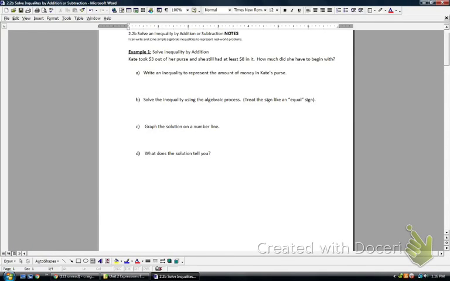Today we are going to learn how to solve an inequality using addition or subtraction. There's not a lot of background information that we need because we've done all of our background information when we were doing equations. So let's jump into our first example, example 1, solve an inequality by addition.